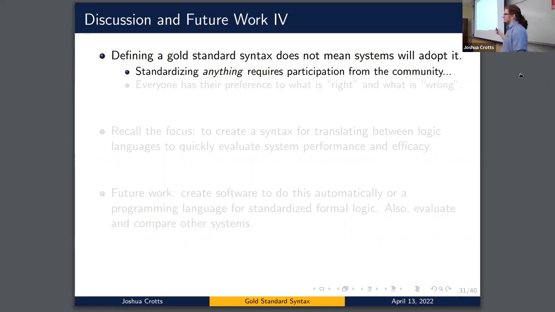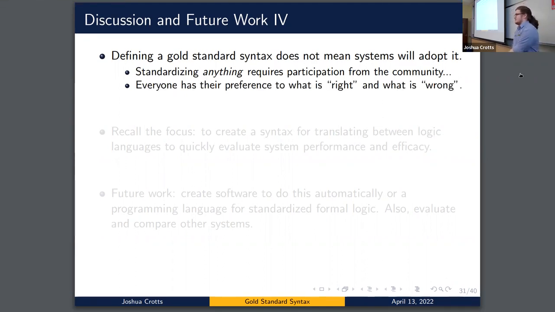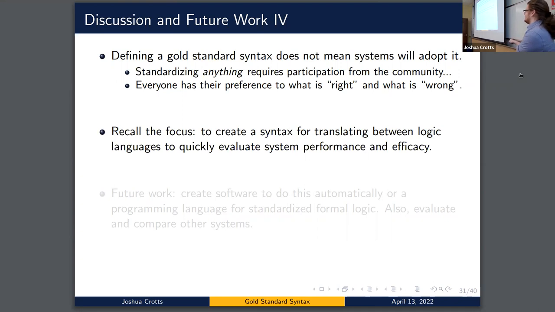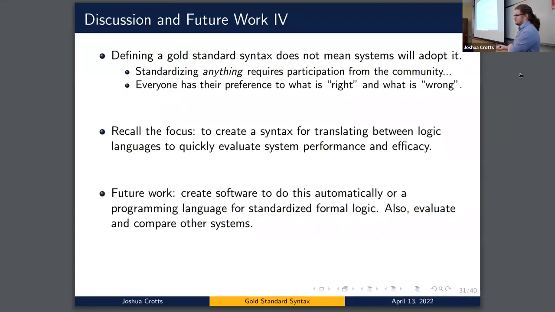And also, jumping into the gold standard, just because we define a gold standard, that doesn't mean that people are going to use it. Everyone has their preference as to what they think is right and what is wrong, and we are no different. So in order to standardize this, we would have to have participation from the community. But recall our focus here. We want to be able to create some type of syntax where you can compare systems quickly. We want to be able to evaluate the systems for their performance and their efficacy. So what can we do to improve that?